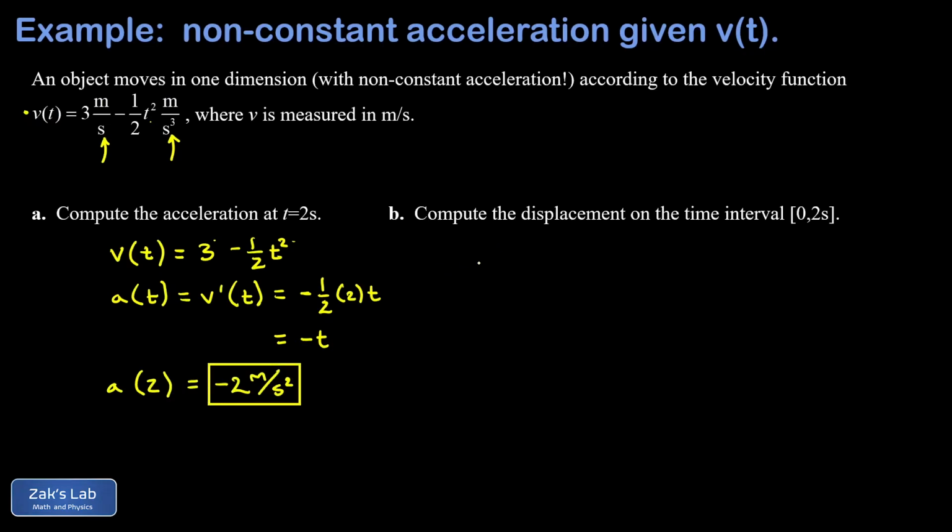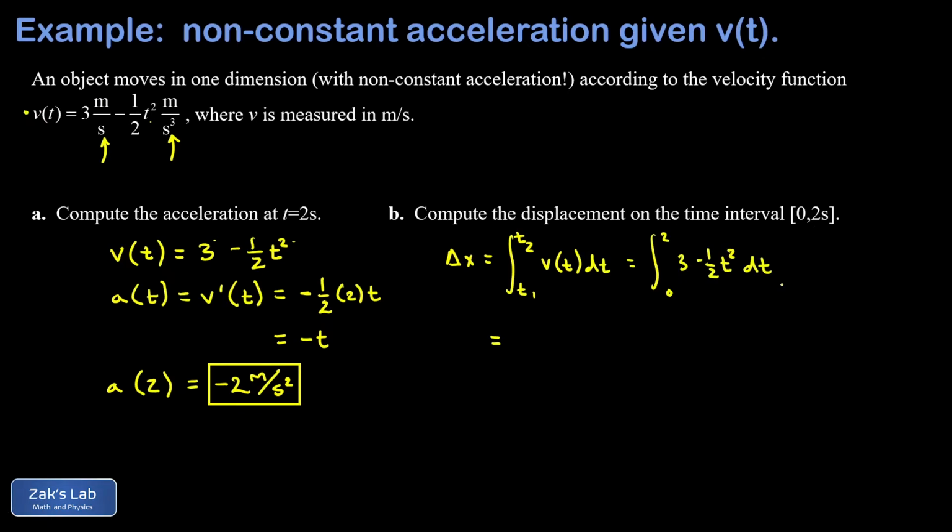In part B, we're asked to find the displacement on the time interval 0 to 2 seconds. So we have to remember that the displacement is given by the integral from the initial time to the final time of the velocity function dt, so v of t dt. And so we plug into this. My initial time is 0, my final time is 2. My velocity function is 3 minus 1/2 t squared.